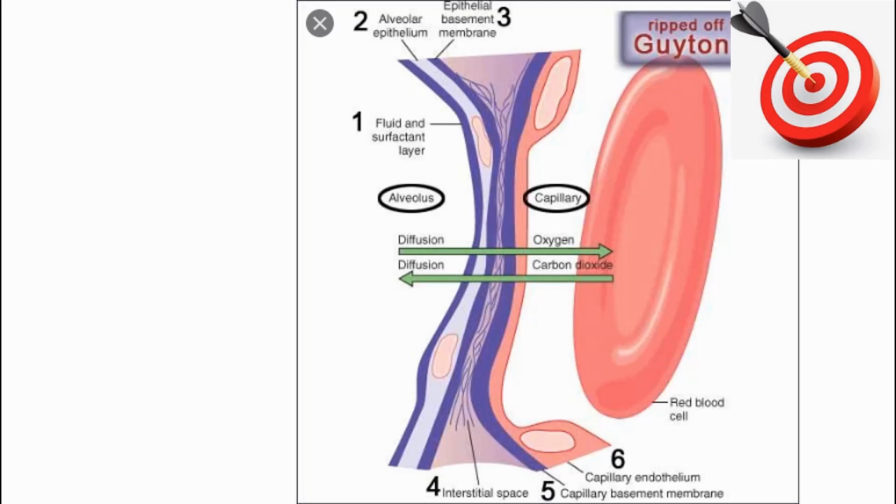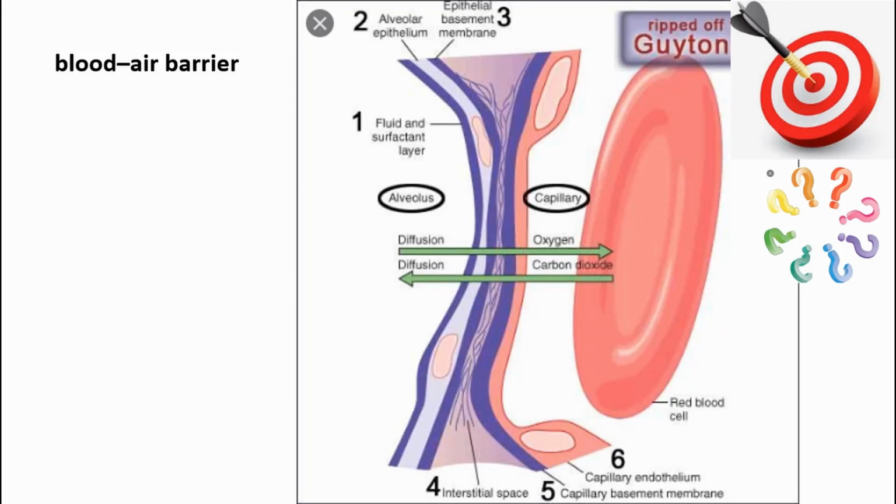Our target area should be explained very well. Now, what is this figure? This figure is what is called the blood-air barrier. This is very important. It is what separates air in the alveolus and RBCs in the capillaries.